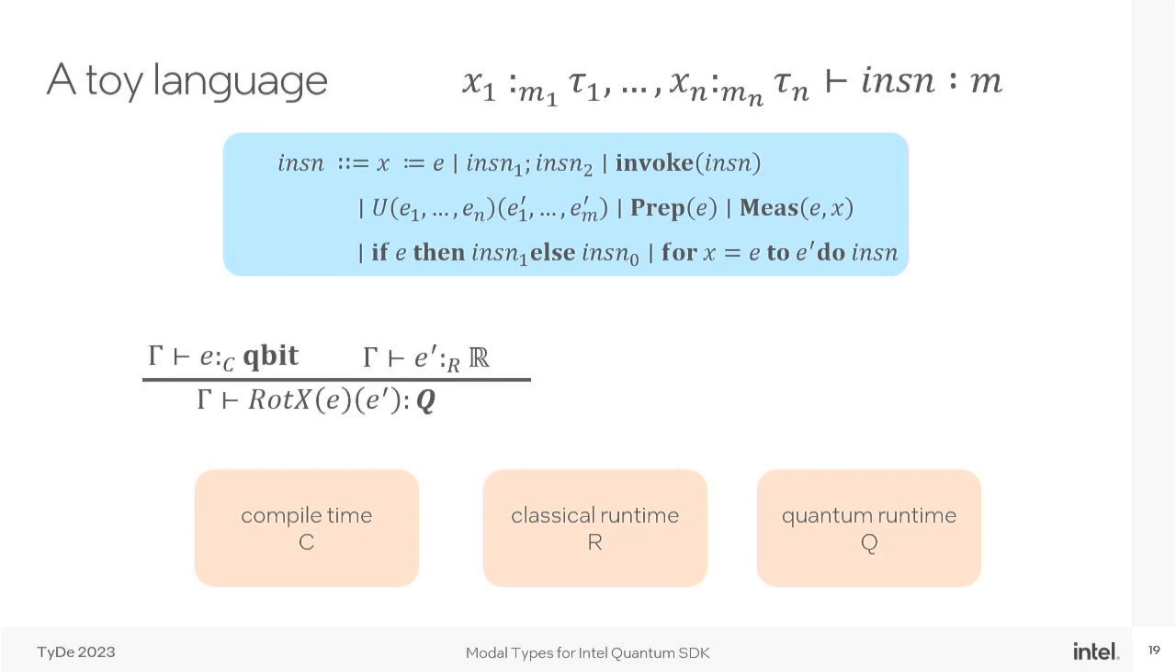And since the real number parameter has to be computed on the classical device potentially, we say that it has to be available at mode R. And if those 2 conditions are satisfied, then the rotation gate can be executed at mode Q at quantum runtime. As another example, we have a measurement gate, which also takes 2 arguments, a qubit, which should again be available at compile time, and a c-bit variable. And since the c-bit variable is being written to by this measurement, it must be available at mode Q.